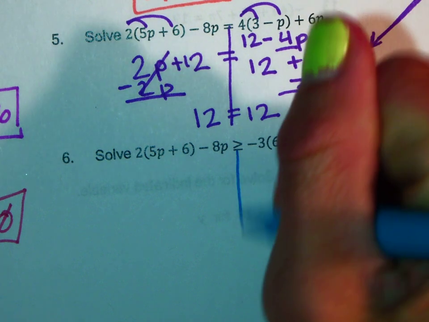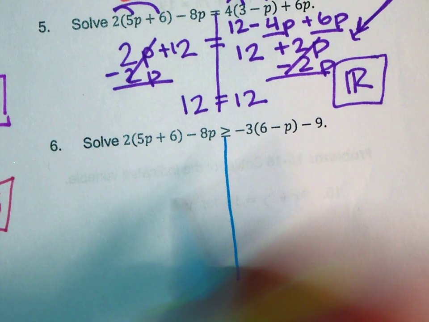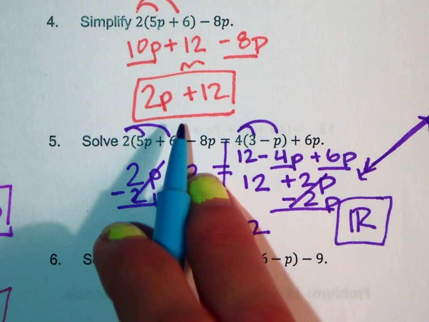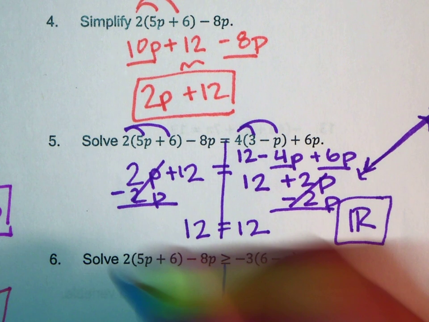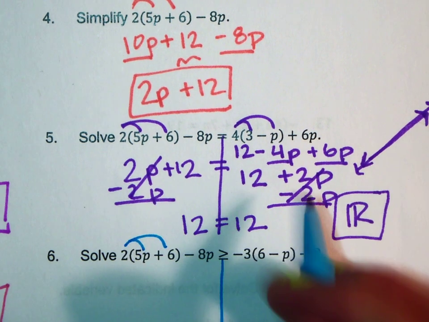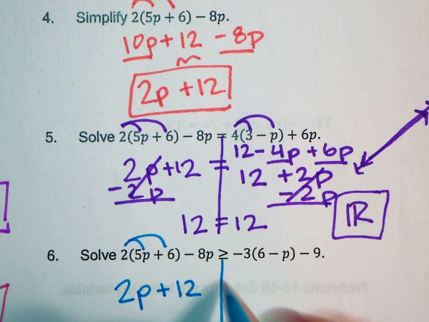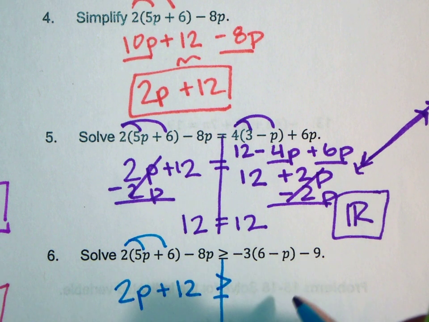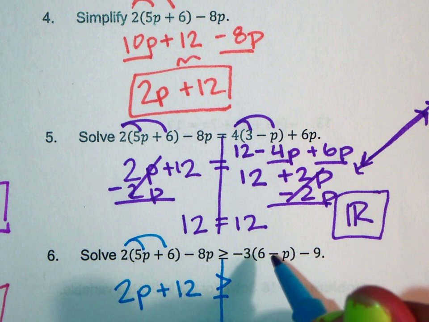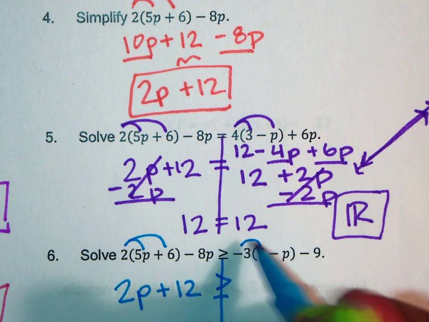All right, so same thing here. I'm going to draw my line. If you look, the left side is the same thing as problems number 4 and 5. You still are going to distribute. You're still going to combine to get 2p plus 12. Over here, it looks like they changed it up. So we're going to have to actually work this out.